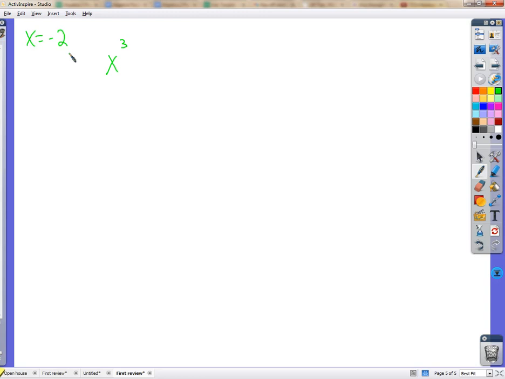What we should do is multiply 3 x's together, which means what should that come out looking like if we put -2 in there? It should be negative, yeah. We should get -2 times -2 times -2, and we should get -8.